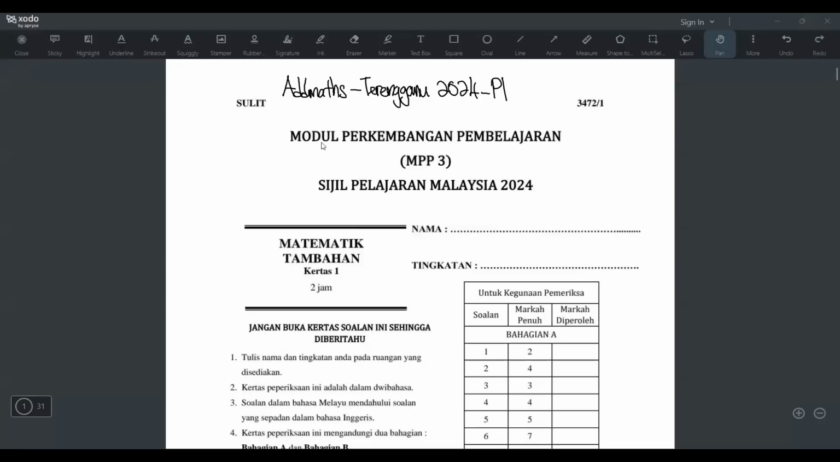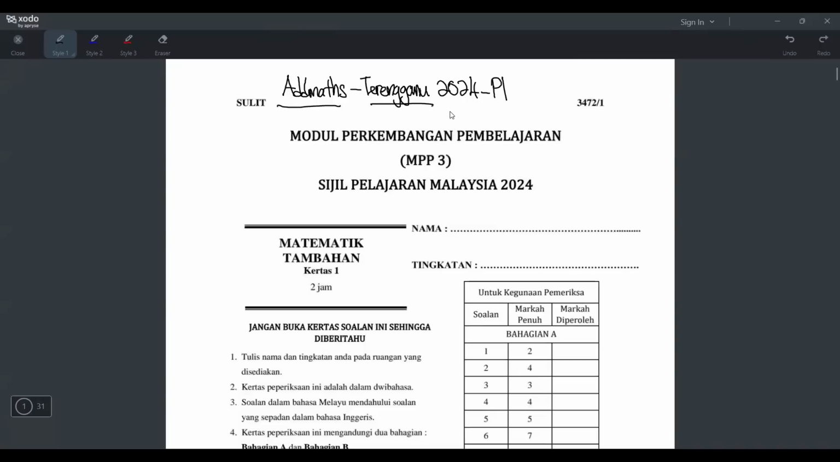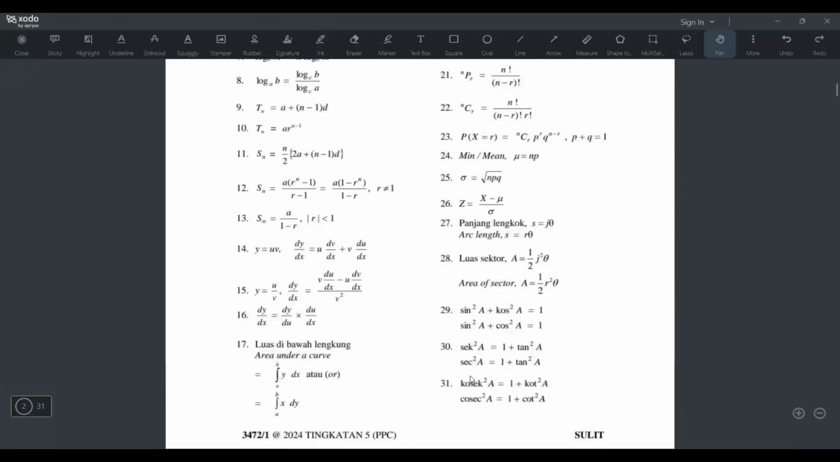All right, so in this video, I will go through another trial paper. This is the Addmaths paper, the Terengganu trial 2024, Kertas 1. So let's start.